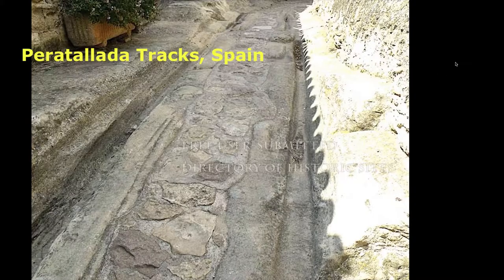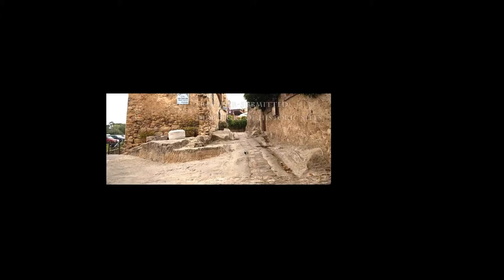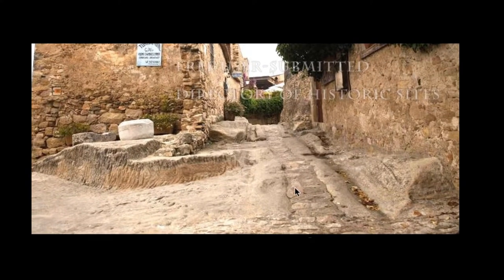These are the Peratallada tracks in Spain, and I'm pretty sure I pronounced that wrong, but whatever. Two images here. So one thing to notice is the cobblestone-ish thing in the middle, the interior. And just wondering if it was done before or after these tracks. And then you see it in this image as well. So these tracks, which most of us will argue are not cart ruts since they're in solid rock. Although they could be, but meh.